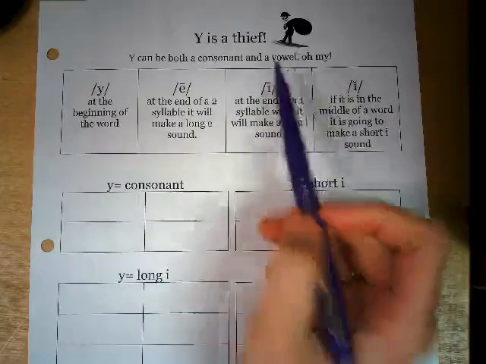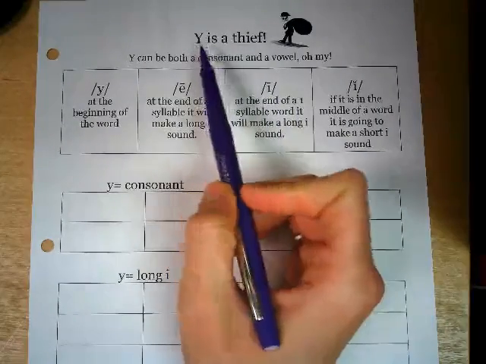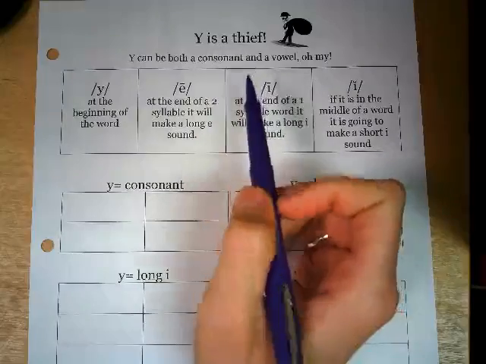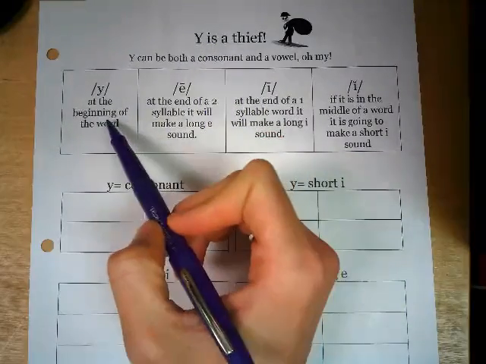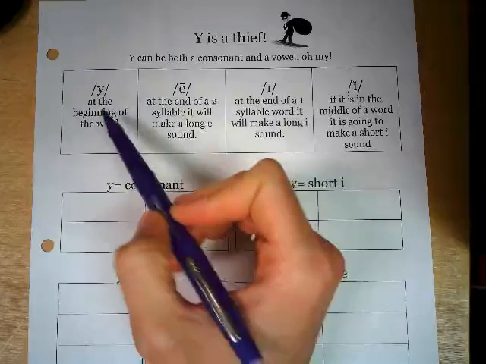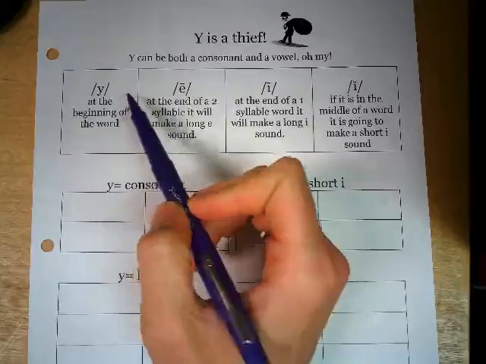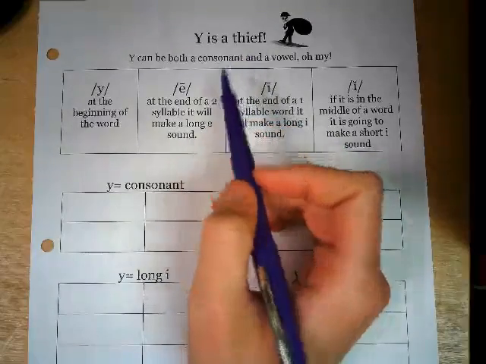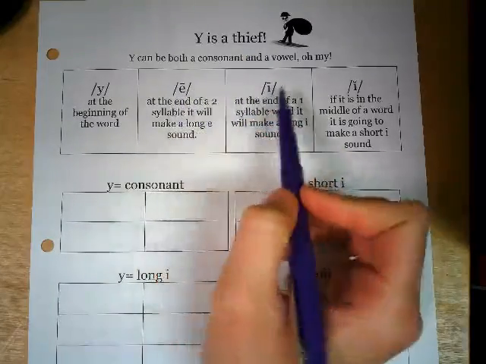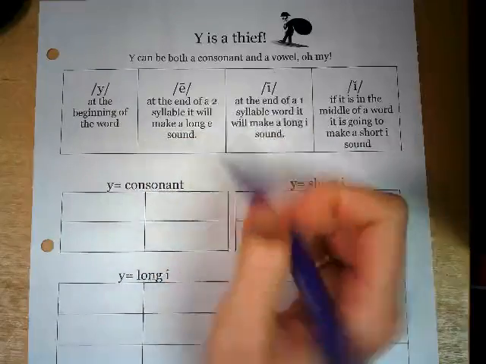This week, we are going to learn about Y. Specifically, we call this the sneaky Y, because not only can Y be a consonant like the word yo-yo at the beginning of a word, it can also be a vowel. Y likes to go and steal the long vowel sounds of E and I. So we're going to talk about that real quick.